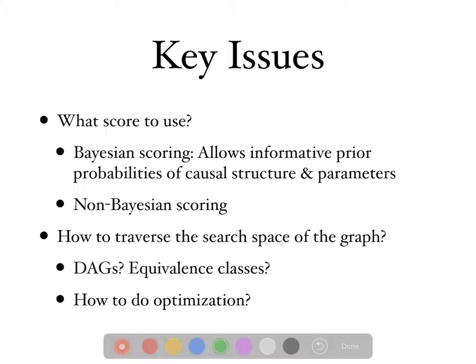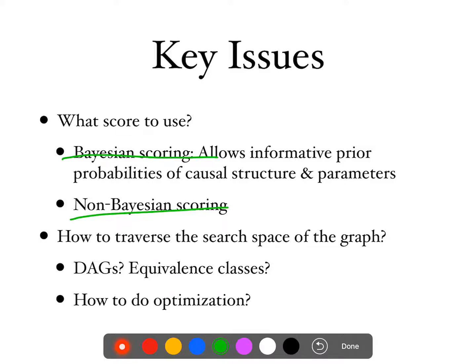So, key issues here, I will go through this part very quickly. You have different scores. Basically, this is a model selection problem. You want to fit the data, you want to explain the data. At the same time, you want the graph to be as simple as possible. If you use BIC, under some assumptions, BIC is consistent in model selection. You can derive BIC from different perspectives, but basically here, we want to use a score that is consistent in model selection. You can use Bayesian scoring or non-Bayesian scoring. You can even use cross-validation.